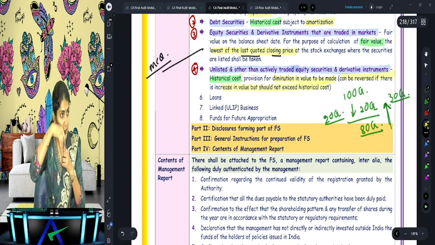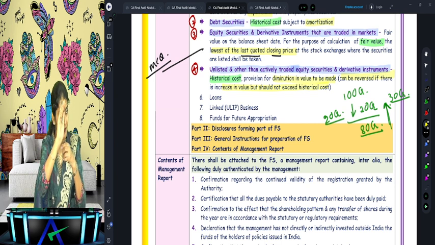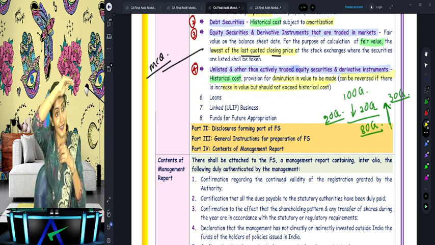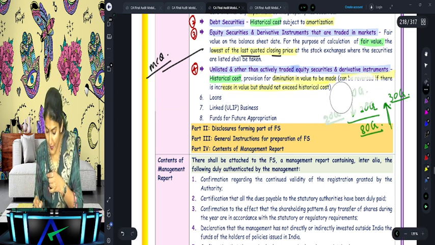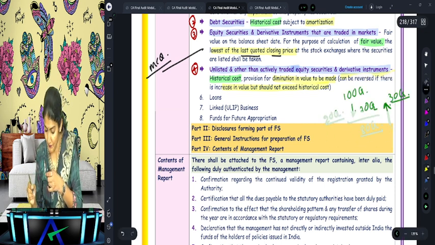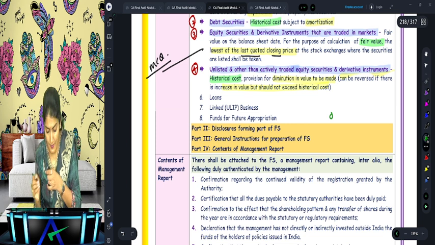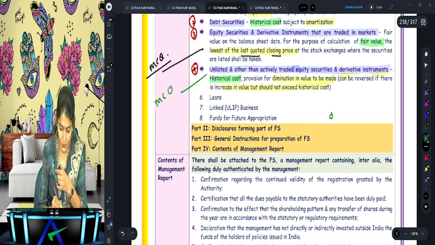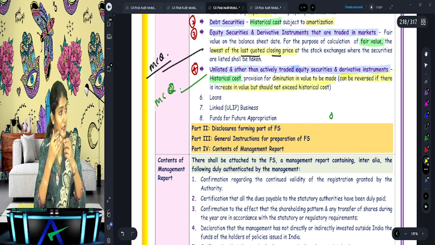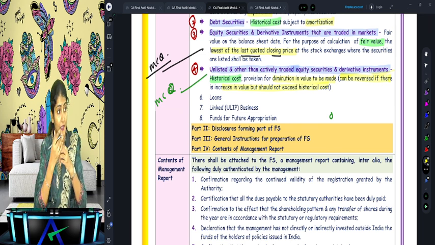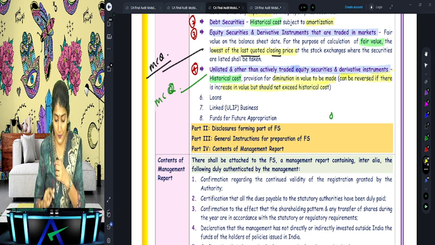So you provide for diminution, then there is an increase. Can you reverse the diminution? Yes, but can it exceed the historical cost? No, it cannot exceed the historical cost, right? So again, a candidate for the MCQ, right? Are you understanding that over there? So again, an important question over there. Okay, right, can be reversed if there is an increase in value, but it should not exceed the historical cost. Clear to everyone?